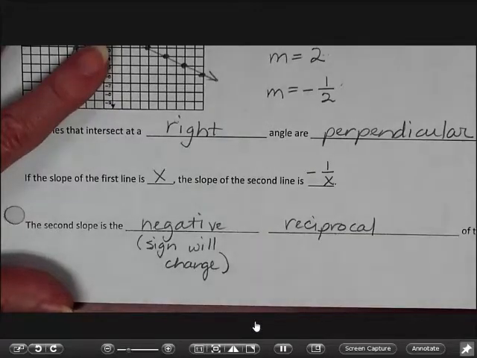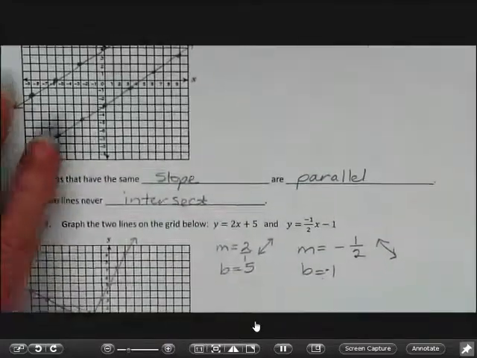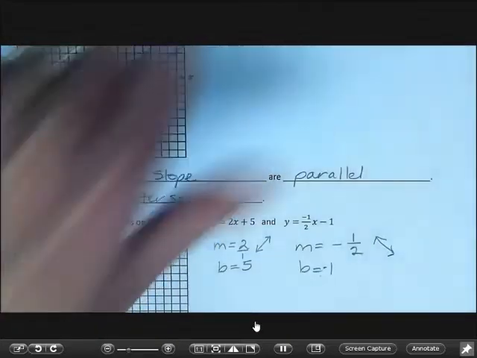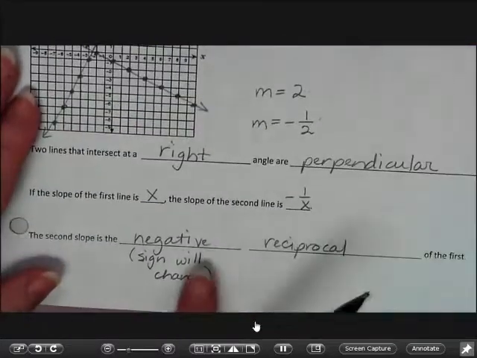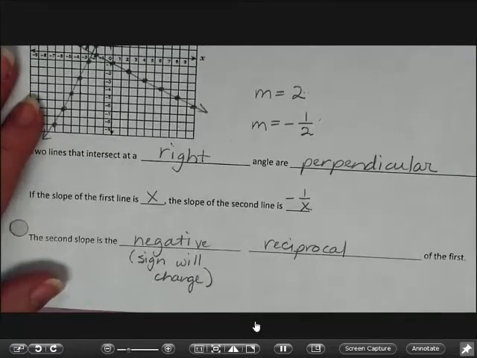Any questions so far on that? Everybody kind of getting the hang of this? These are the two things that really you're going to have to know in this lesson. Same slope. Okay, they have the same slope, they're going to be parallel. If they have the negative reciprocal slope, then they're going to be perpendicular lines.